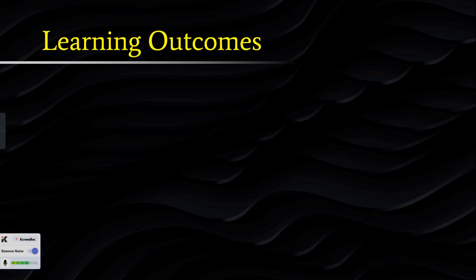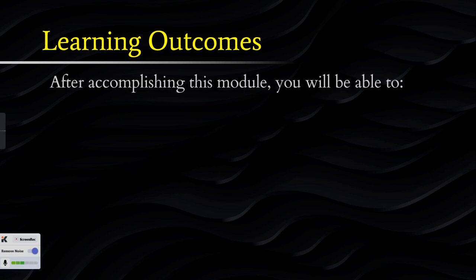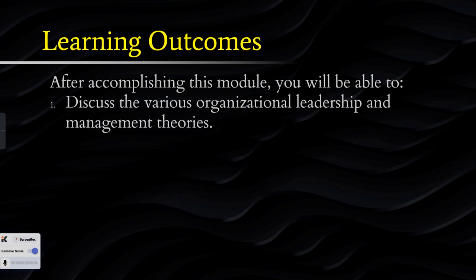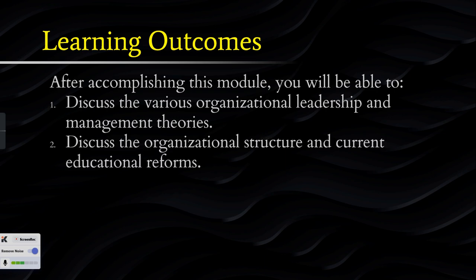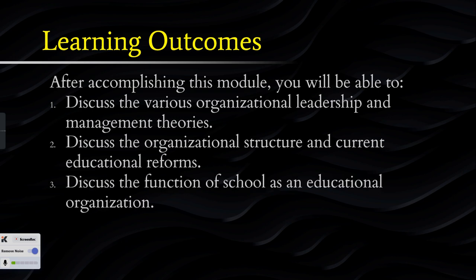Also, in this lesson, we will include some activities that will help you appreciate relevant topics concerning how the educational system operates, including leadership and management theories, as well as principles that will lead toward achieving organizational goals and objectives. After accomplishing this module, you will be able to first, discuss the various organizational leadership and management theories; second, discuss the organizational structure and current educational reforms; and last, discuss the function of schools as an educational institution. For this video lesson, we will discuss about half of this topic, and we will continue the discussion in our synchronous class, okay?